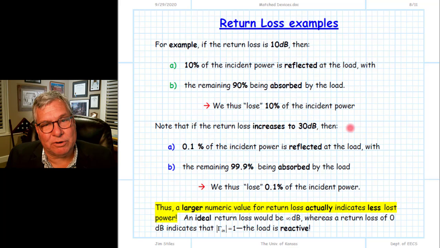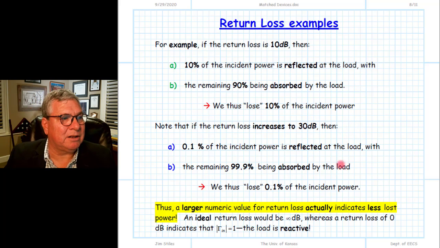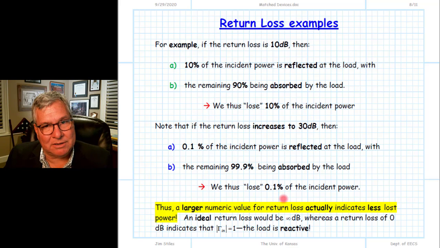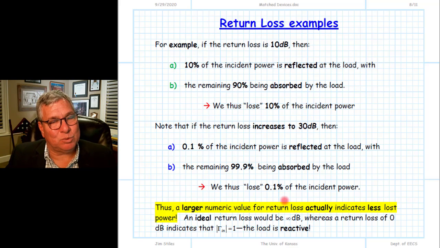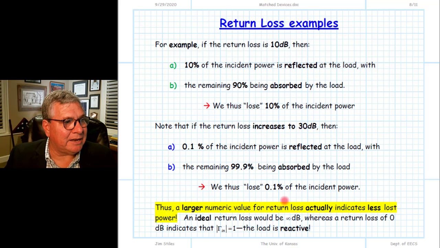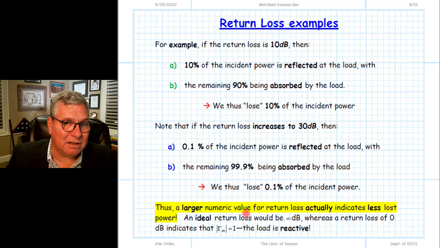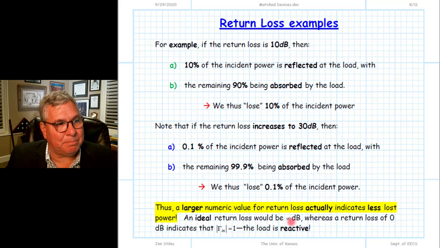A 40 dB return loss, therefore, would correspond to a loss of 0.01% of the power. That would be better, but again, it sounds worse because our loss is numerically larger. What we find is that a return loss that has a larger numeric value is actually better. We have less lost energy when our return loss value is larger. In fact, the ideal return loss would be infinity. If we have infinity, then we have no reflected power.